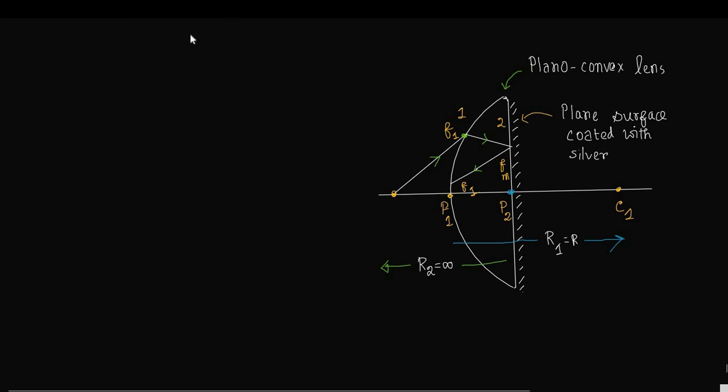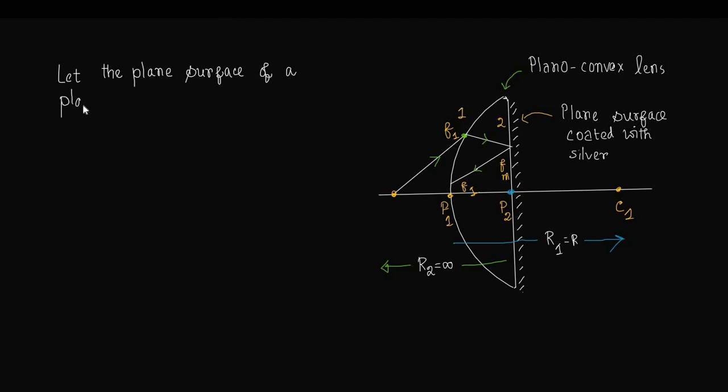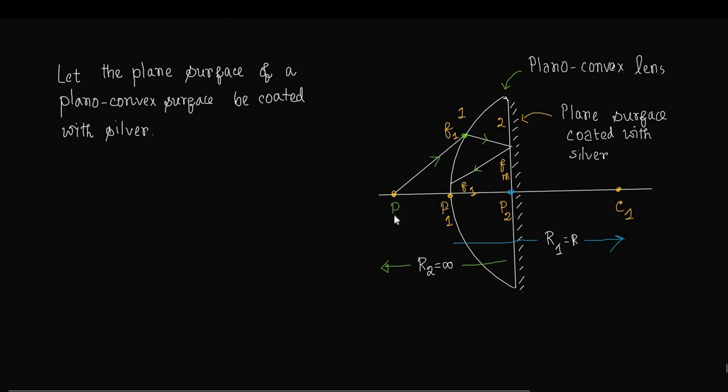For the same case, if we illustrate elaborately, then what can we write? Let the plane refracting surface of a plano-convex lens be coated with silver.